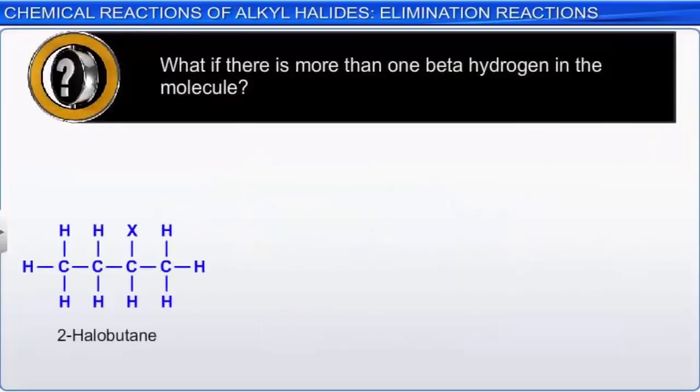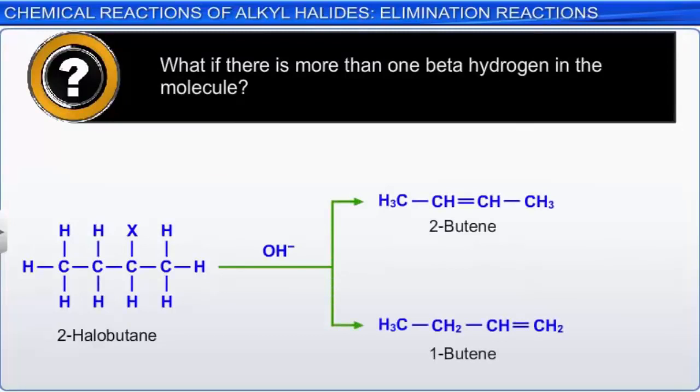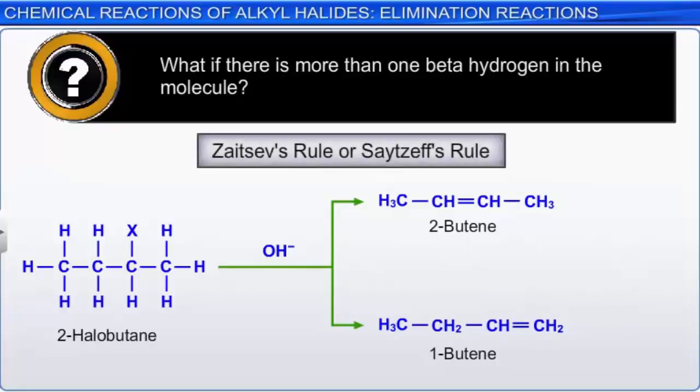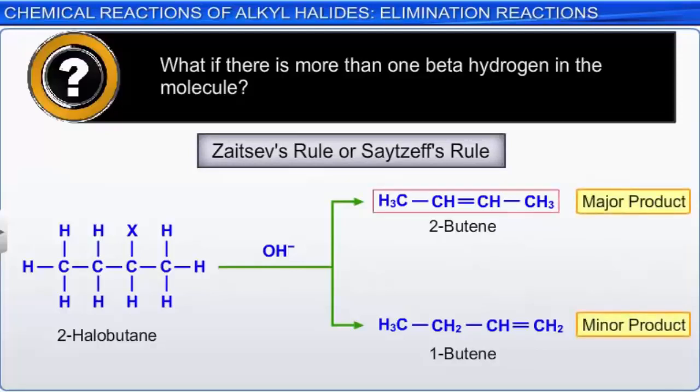What if there is more than one beta hydrogen in the molecule? In this situation, more than one possible product can be formed. In such cases, the major product can be predicted by Zaitsev's rule. According to this rule, in dehydrohalogenation reactions, the preferred product is the alkene that has the greater number of alkyl groups attached to the doubly bonded carbon atoms.